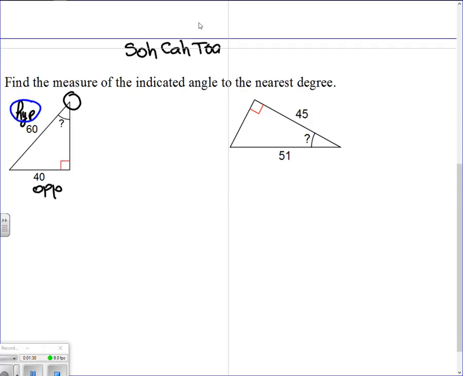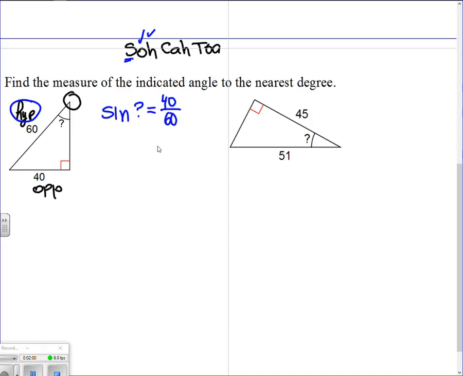So now what I need has to have the hypotenuse and it has to have the opposite. So what I need is the sine. I'm going to write the sine of the angle. I don't know the measurement, so question mark, is equal to the opposite. The opposite is 40 over the hypotenuse, and the hypotenuse is 60.